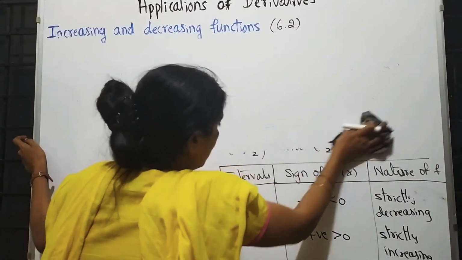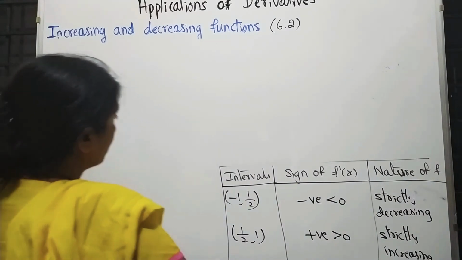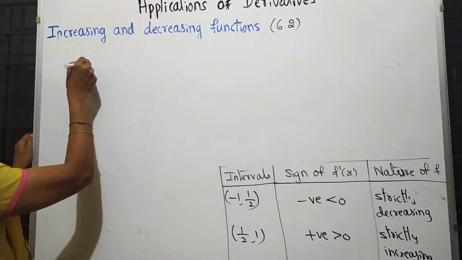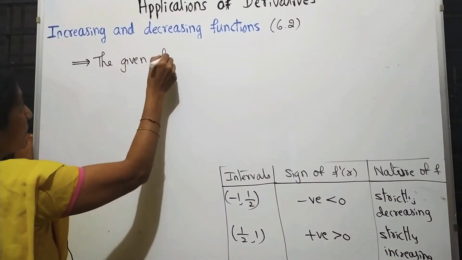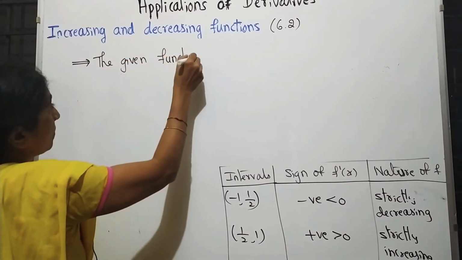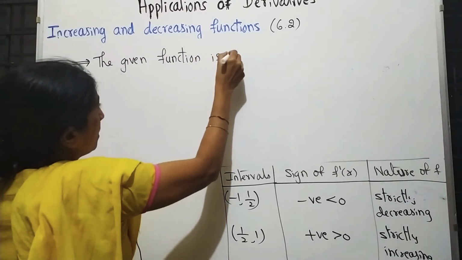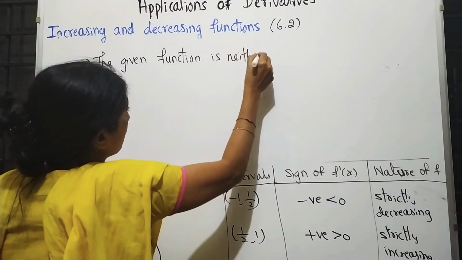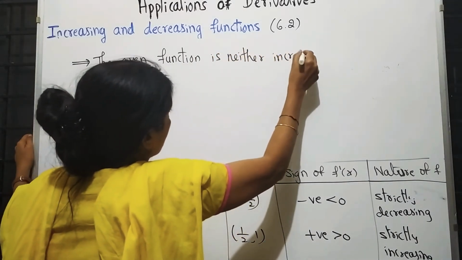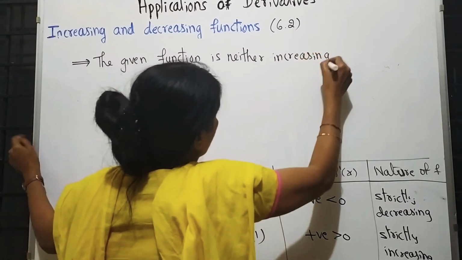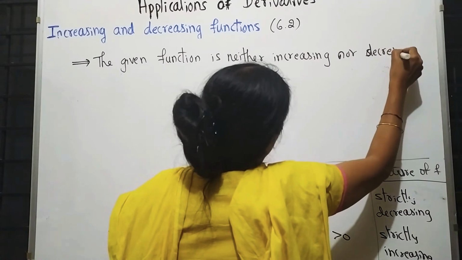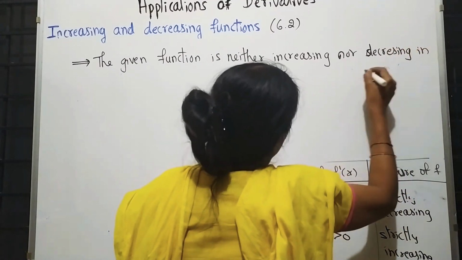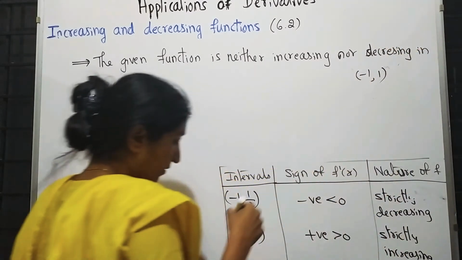Below the table write down: this implies the given function is neither increasing nor decreasing in minus 1 comma 1.